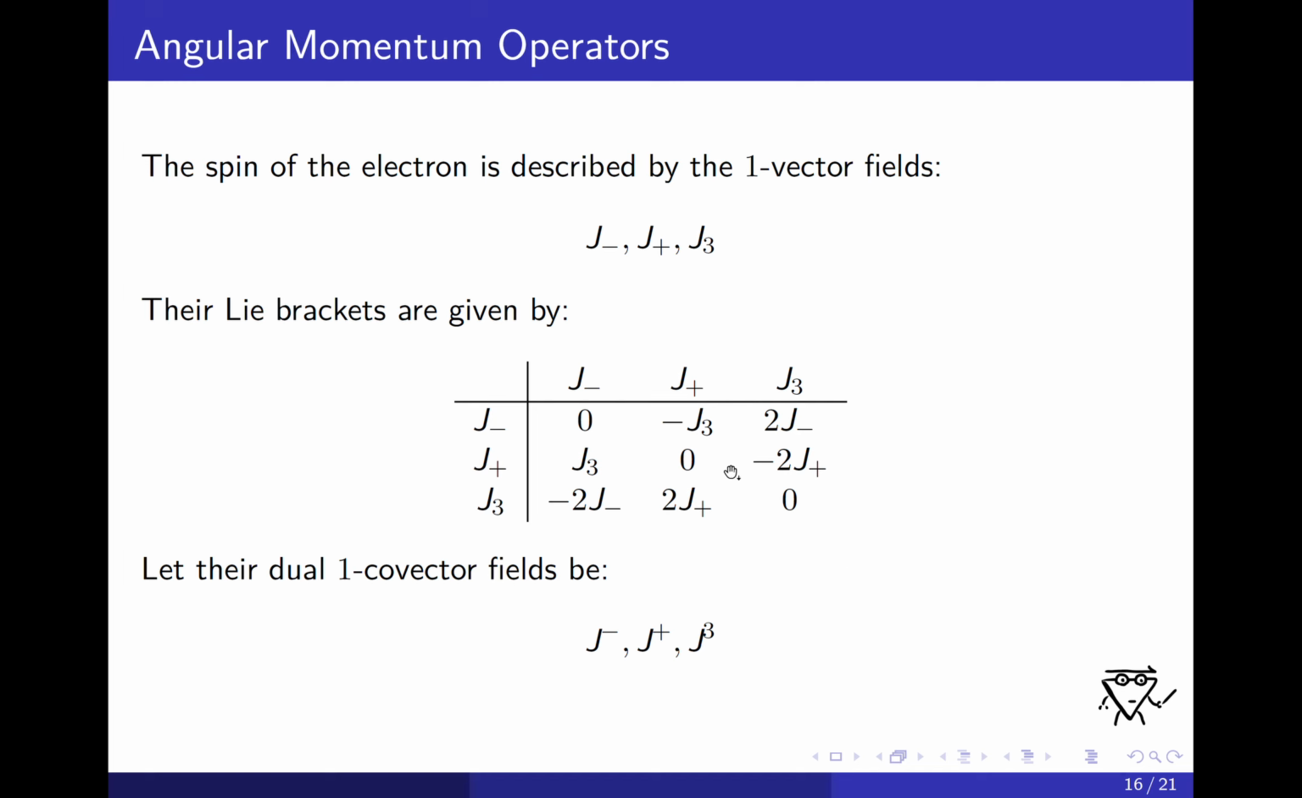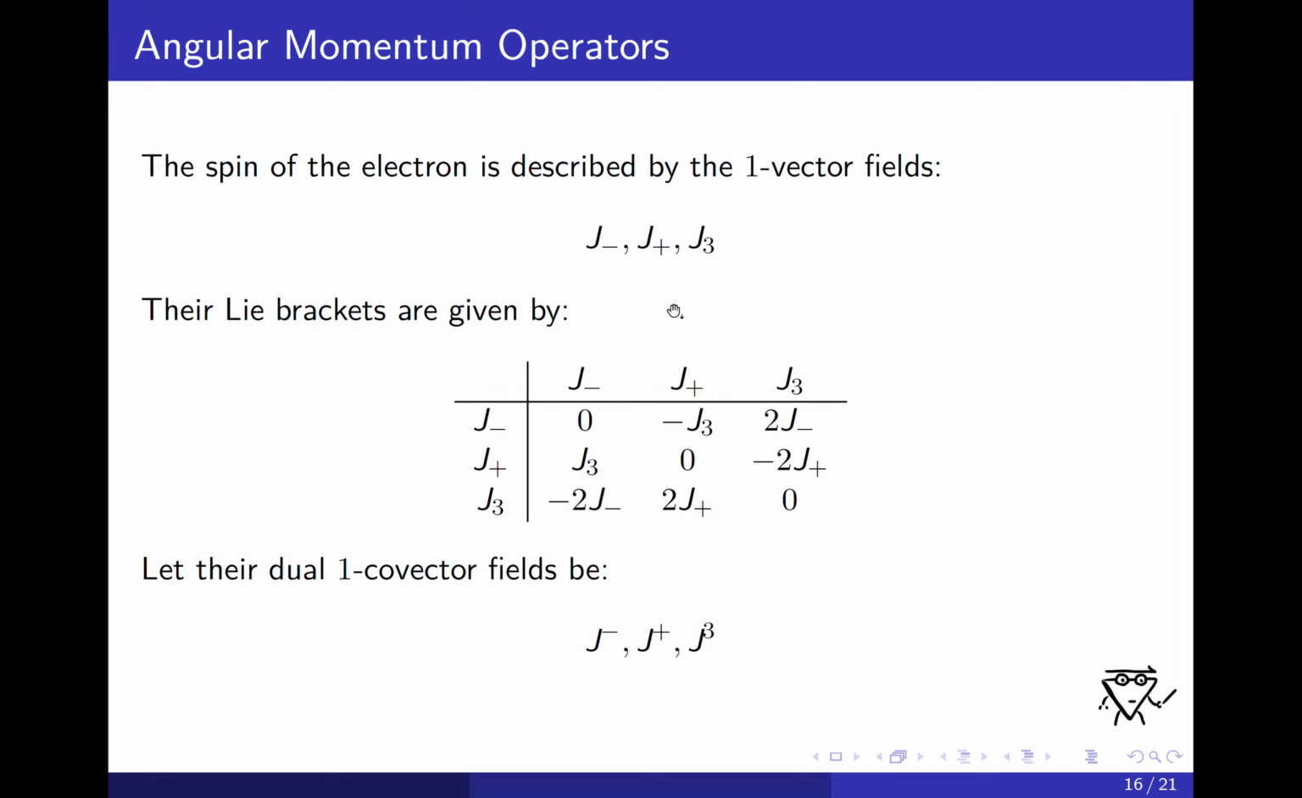The spin of the electron is described by the one-vector fields, and you should recall that J minus and J plus are ladder operators, and J3 is a Hermitian operator measuring the third component of the angular momentum. And now you have some commutation rules, right? But you should be careful that none of these lie in the Lie algebra.